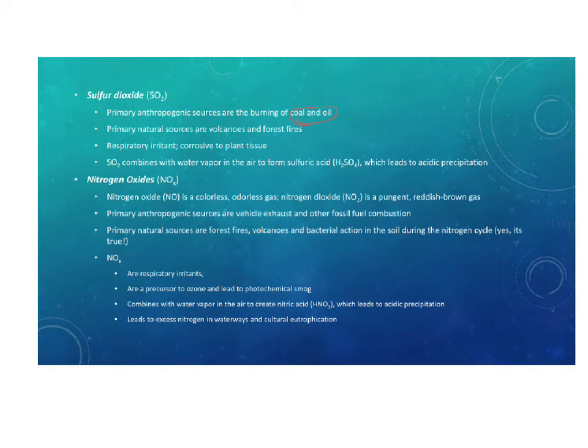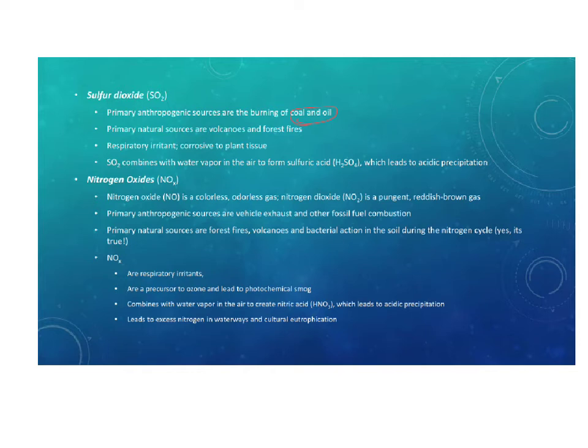Primary natural sources are volcanoes and forest fires. Sulfur dioxide is a respiratory irritant and it is corrosive to plant tissue. If it's corrosive to plant tissue, it's going to probably damage leaf tissue, which would reduce photosynthesis rates. And the reduction of photosynthetic rates means that you could have a trophic structure problem.